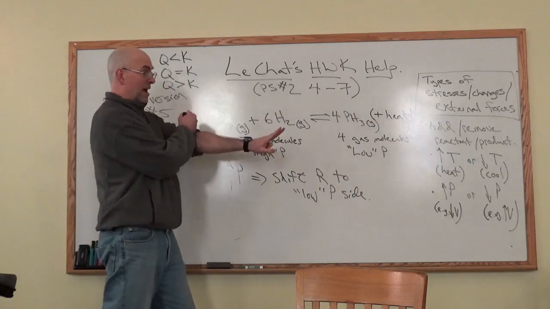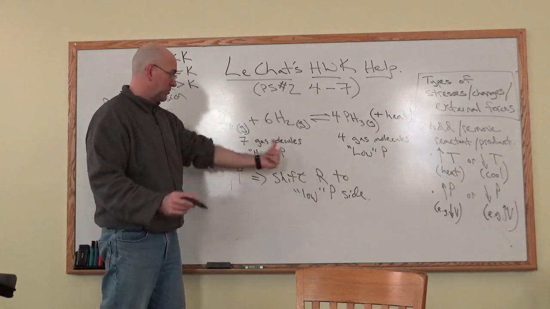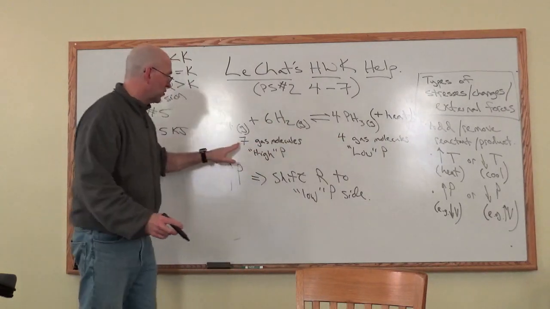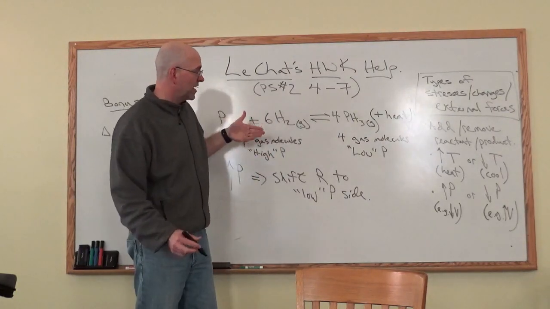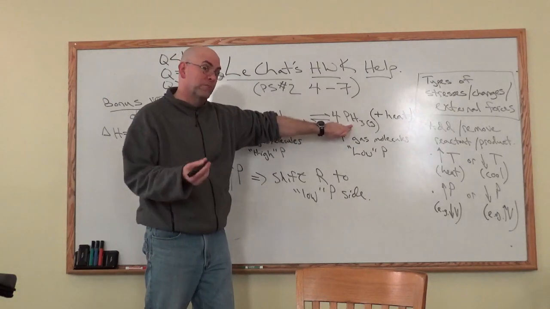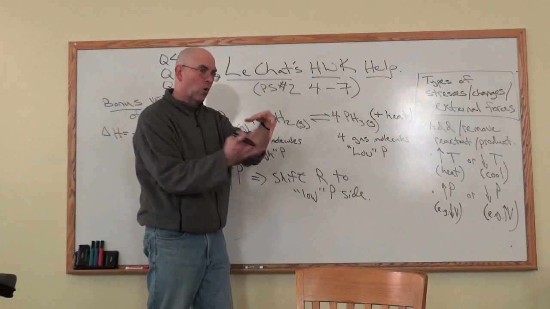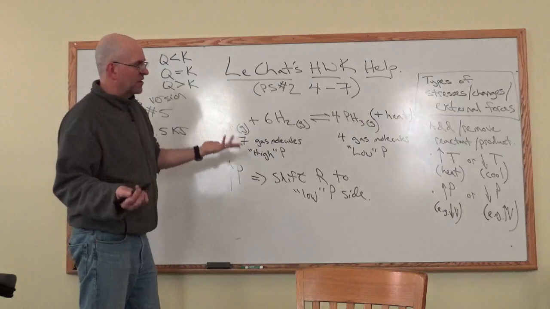Now if I flip this around, if there was 4 and 7, this would be the exact opposite. It would shift left. But the low pressure here, because there's only 4 gas molecules and 7 gas, this is the low pressure side. So if I increase the pressure on this whole thing, it's going to produce more PH3. So if our goal is to produce more PH3, we want to do that in a pretty small vessel, or increase the pressure some other way.